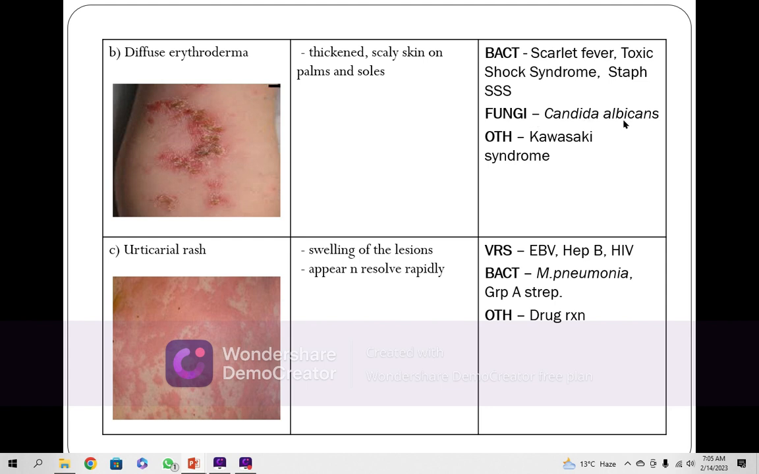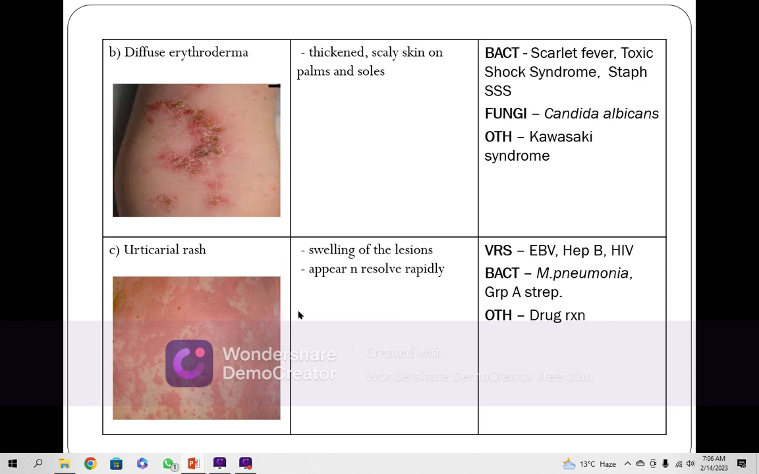Fungi like Candida albicans, and diseases related to autoimmune diseases like Kawasaki syndrome or vasculitic syndromes are possible with these types of diffuse erythroderma, urticarial rashes, hives. And these are spots of reddish swelling of the lesions that appear and resolve rapidly. They may be a part of transient types of infections.